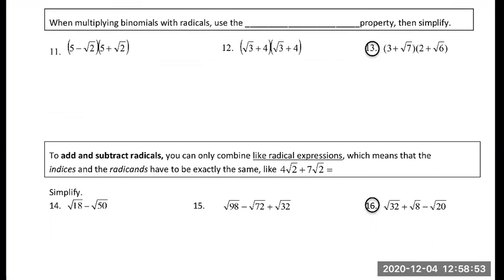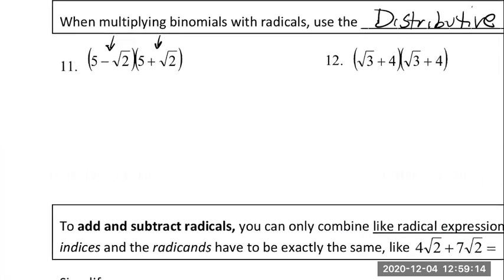So we've been working with radicals. First one is when multiplying binomials. Binomials have two terms separated by a plus or minus, like these two are called binomials. We use the distributive property and then simplify. So we're going to check out number 11 first.